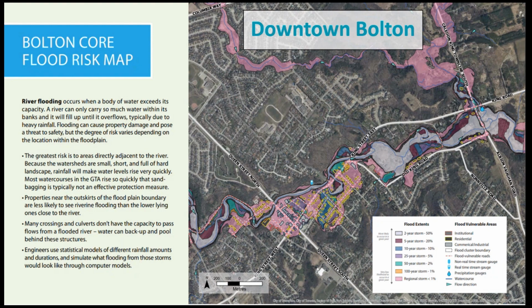For downtown Bolton, we can also see the flood extents from 2-year all the way down to 1 in 100-year storm or a regional storm event, showing the most likely in that light purple or gray all the way down to yellow or pink. We can also see the flood vulnerable areas here on the right, with commercial and industrial properties still making up quite an extent of the flood vulnerable areas and building types, especially in the cross section of King Street West and Queen Street South.